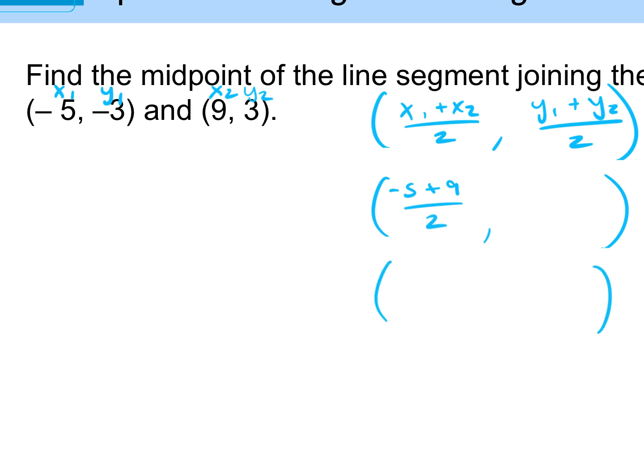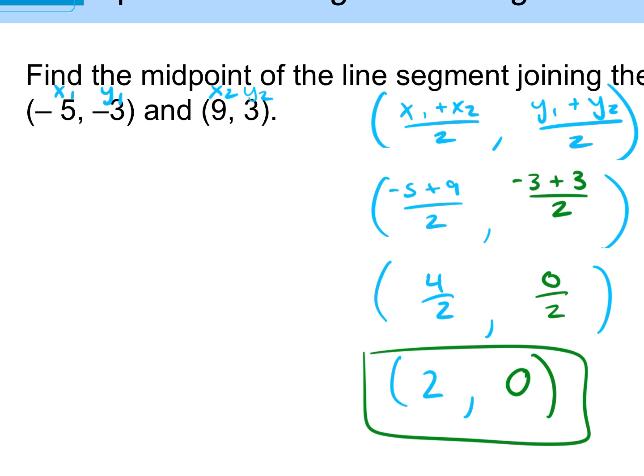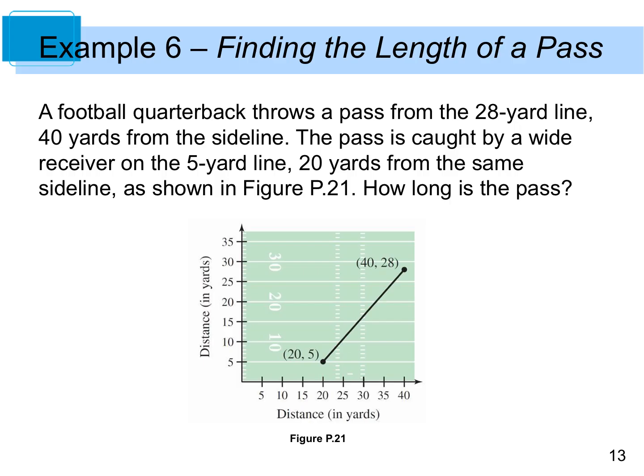I'm just going to simplify this all the way, then we'll find the second point. So we have 4 over 2, and 4 over 2 would simplify to 2. Let's do the same thing with the y's. Negative 3 plus 3 over 2. This would be 0 over 2, which simplifies to 0. So our midpoint would be 2, 0.